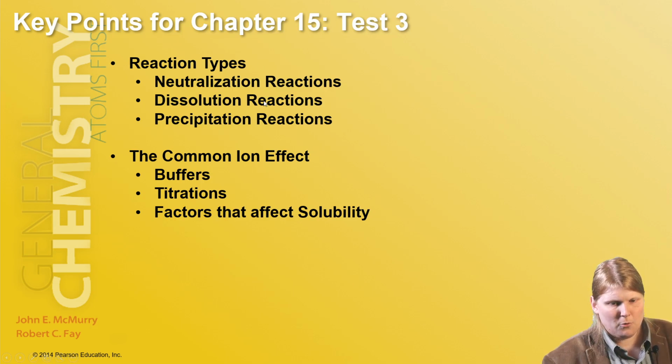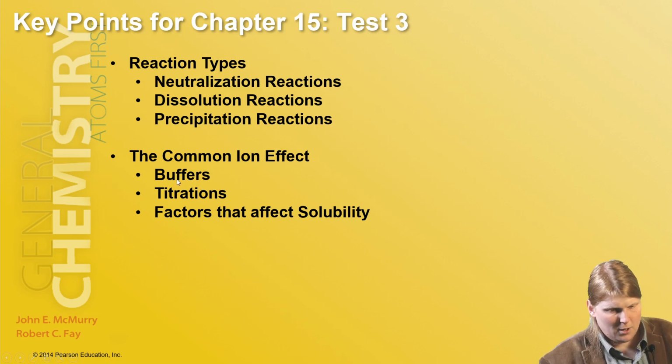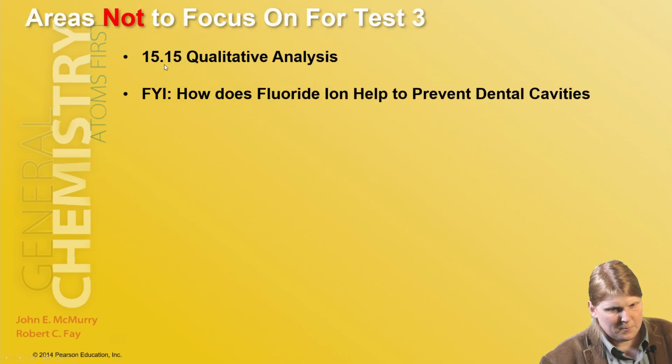We'll be doing a little more of that in this chapter, but we'll also be moving on to a few other newer topics like dissolution, precipitation. Common ion effect, we've hit on that a little bit before, but we'll see it in a little more stark relief here. Buffers, again, that connects back to our acid-base titrations as well. Solubility, again, dissolution, precipitation. These are ideas that will be new to this chapter. We won't be covering the qualitative analysis nor the fluoride ion material for test 3.